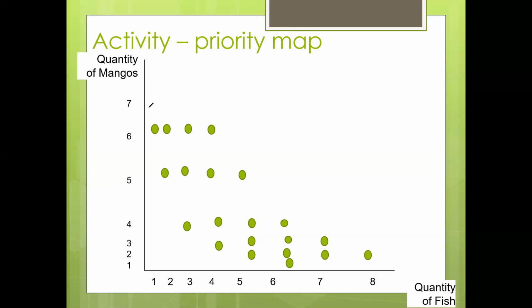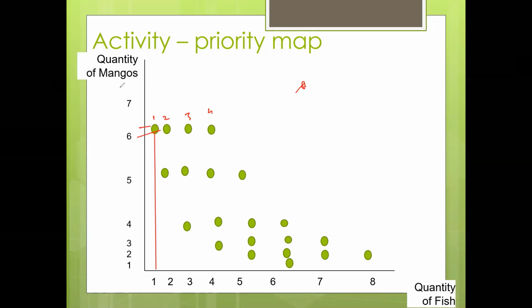So you can see here that he has seen that either he can buy 6 units of mangoes and 1 unit of fish. So this is bundle number one. Similarly, 6 units of mangoes and 2 units of fish. Bundle number two. Bundle number three. Bundle number four. So there are infinite bundles.